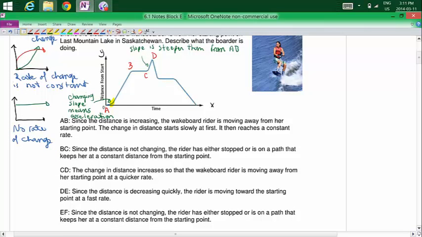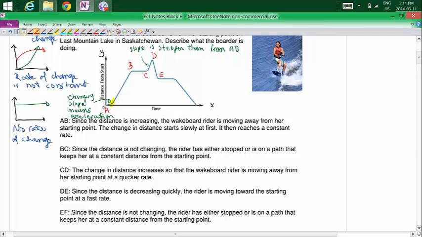Okay, from D to E, since the distance is decreasing quickly, the rider is moving towards the starting point at a fast rate. And notice again, your slope is quite steep, right? So we're now moving back towards our starting point, right? Because our starting point is at 0, which is along where our distance is 0, which is anywhere along the x-axis. So we're going back to our starting point.